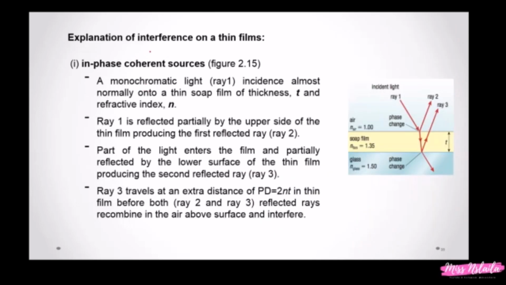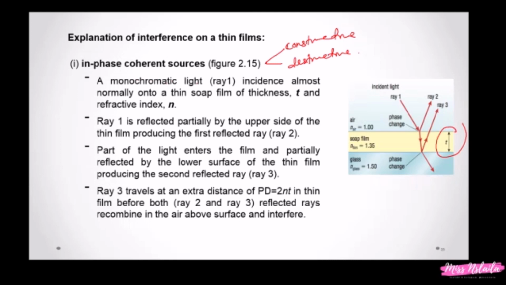Now, what is an in-phase coherent source? In-phase coherent sources will have the result of constructive or destructive interference. If you see a bright color from the interference, it means constructive interference. If you see a dark color, that is destructive interference. They will have their own equations later. So what do we actually want to find from this experiment? We want to find the thickness T right here, the thickness of the thin film.